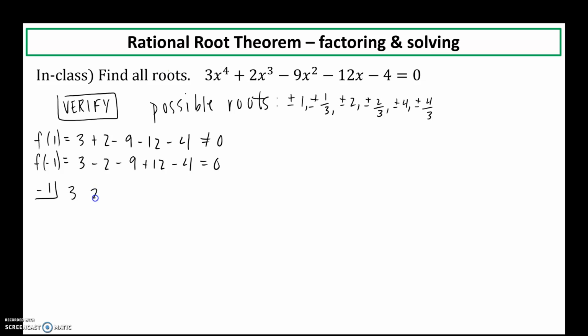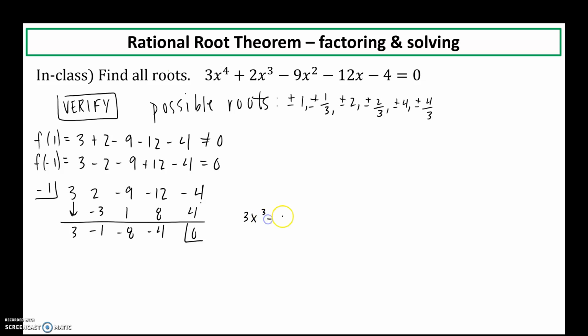3 x to the 4th, x cubed, x squared, linear term, constant term. Bring down the 3, multiply, add, multiply, add, multiply, add, multiply, add. Perfect. So we already get a remainder of 0. So now let's think about this. We started with an x to the 4th. This right here, our quotient, is a cubic polynomial.